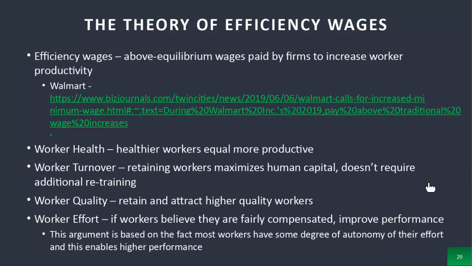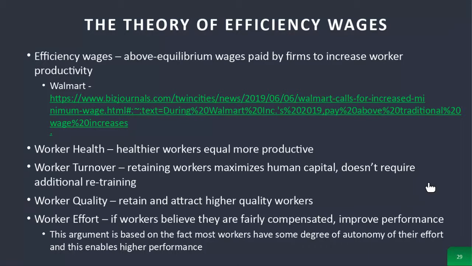So where does this leave us? Well, firms have been looking at ways to try to circumvent the questions of profit maximization and also caring for workers. And efficiency wages has been one of the big ways they've considered doing this. Efficiency wages are above equilibrium wages paid by firms to increase worker productivity. So Walmart, for example, has recently called to increase the minimum wage as they've increased their own wages. I believe now the entry wage at Walmart is like $12, with a possibility of getting to $13 or $14.